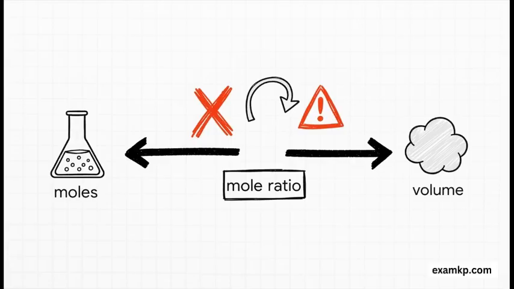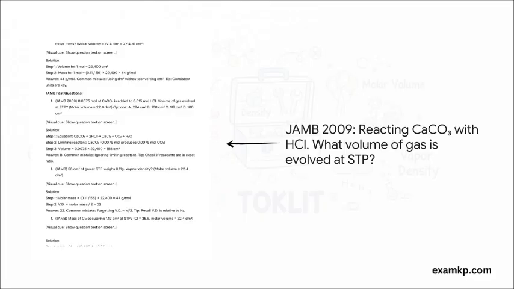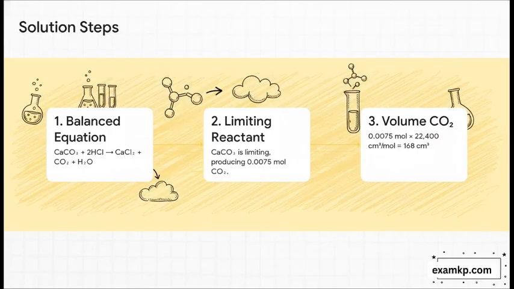Let's try another one. This time it's from JAMB. Here, they give us amounts for 2 different reactants. Now, this question is specifically designed to catch you with a different kind of common mistake. Okay, first things first, we need a balanced equation. Then, because we have amounts for both reactants, we have to stop and figure out which one is going to run out first. We call that the limiting reactant.